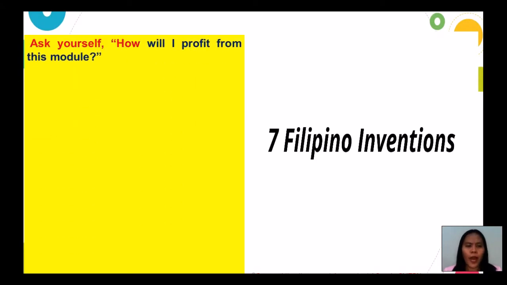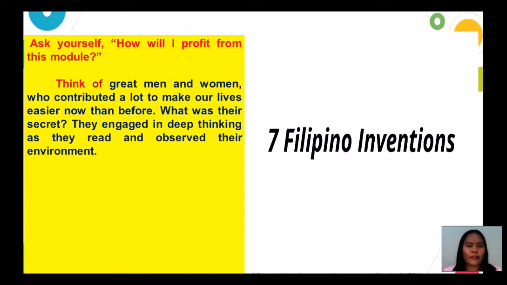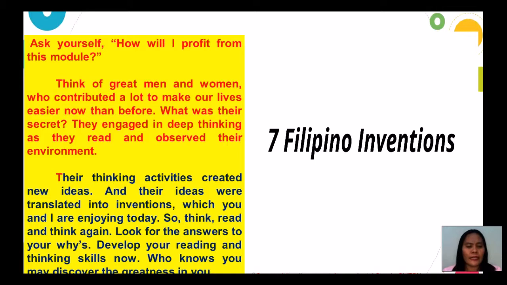Ask yourself, how will I profit from this module? Think of great men and women who contributed a lot to make our lives easier now than before. What was their secret? They engage in deep thinking as they read and observe their environment. Their thinking activities created new ideas, and their ideas were translated into inventions, which you and I are enjoying today.